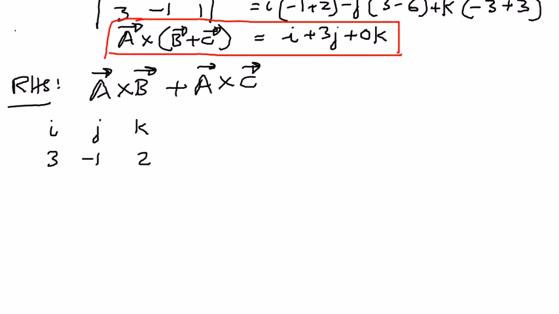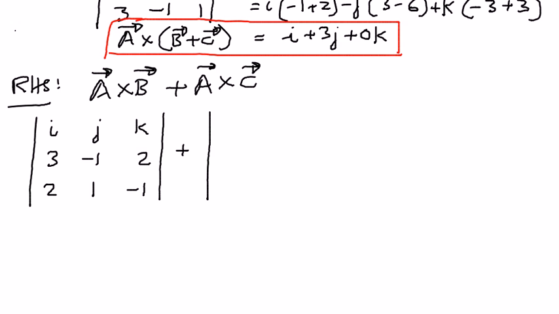For vector B, the coefficient of I is 2. The coefficient of J is 1. The coefficient of K is negative 1. So we want to find the determinant of that. Then we'll come back and then add it to vector A cross vector C.